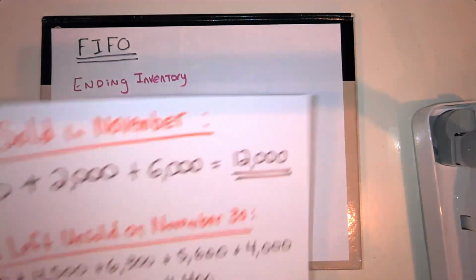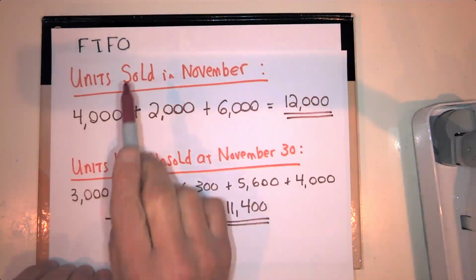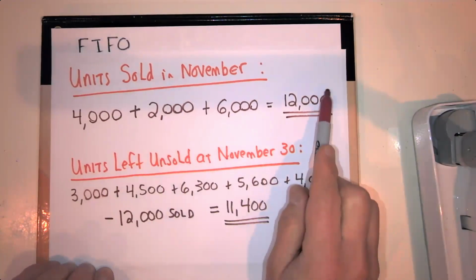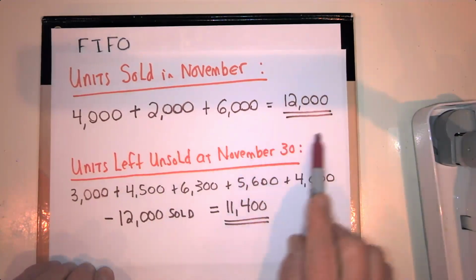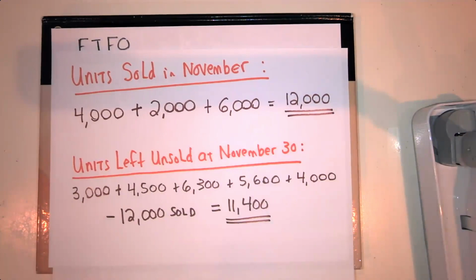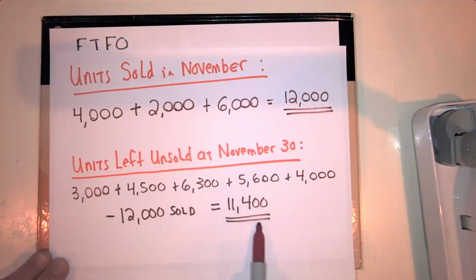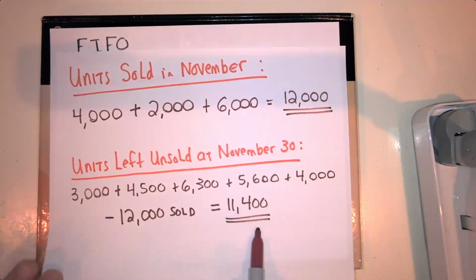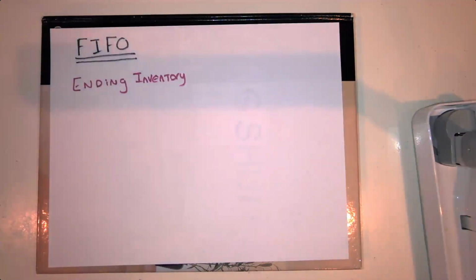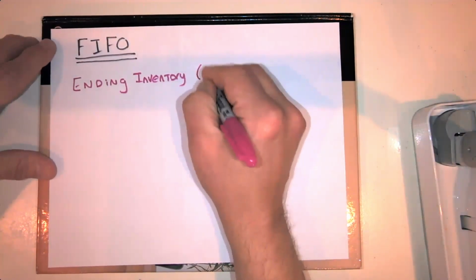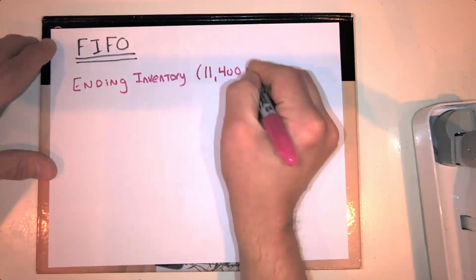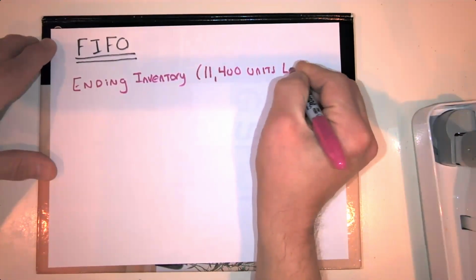Now, Matthew, he told us that the cost of goods sold was based on the 12,000 units that we sold. The ending inventory, however, is based on what we have left. We have to account in our ending inventory for 11,400 units we didn't sell. 11,400 units left in our ending inventory.